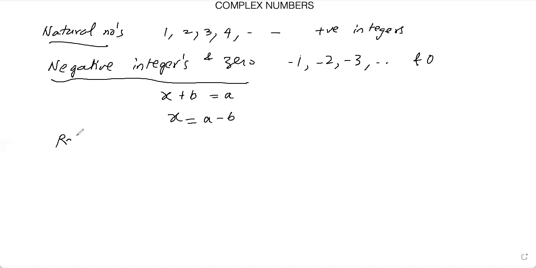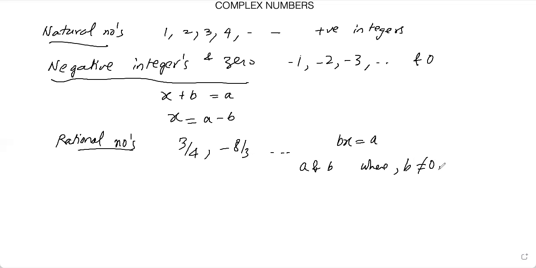Also, we have rational numbers such as 3 by 4 and minus 8 by 3. These permit solutions of the equation bx is equal to a, for all integers a and b, where b is not equal to 0. Now this leads to the operation of division, or inverse of multiplication, and we write this as x is equal to a divided by b, the quotient of a and b, where a is the numerator and b is the denominator.